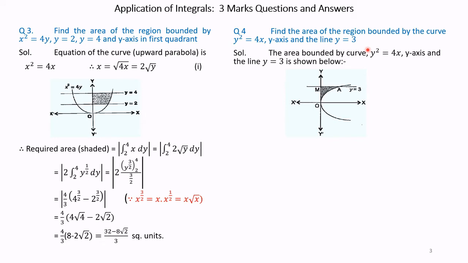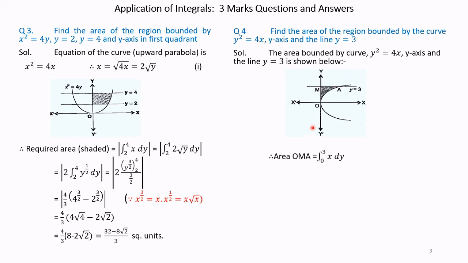Let us solve this. The area bounded by the curve y square is equal to 4x, this is the area. y square equals 4x is a rightward parabola, and the line y equals 3 is here, the horizontal line. So we have to find the area of the region bounded by this curve, this line y is equal to 3, and the y-axis. So we have to find the area of this region.